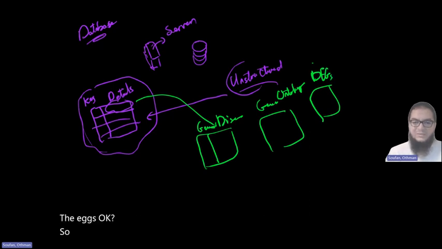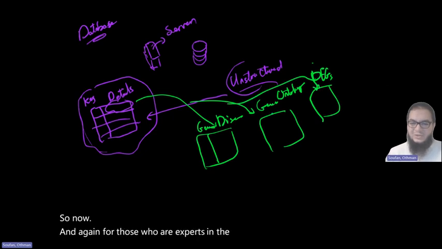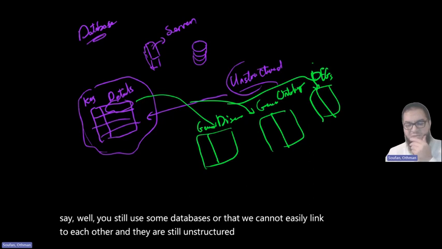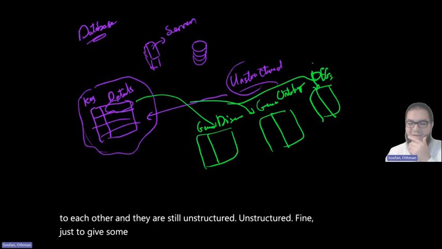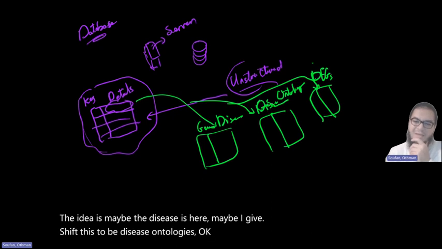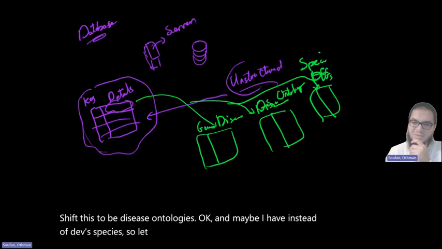Now, again, those who are experts in databases may say, well, you still use some databases that we cannot easily link to each other and they are still unstructured. Fine. Just to give some illustration, bear with me. The idea is maybe the disease is here. Maybe I shift this to be disease ontologies, okay? And maybe I have, instead of DEGs, species. So let me update this, okay?